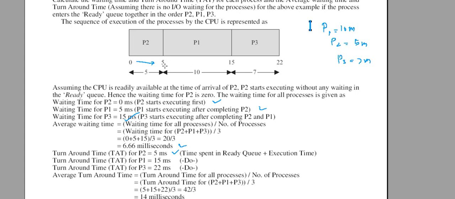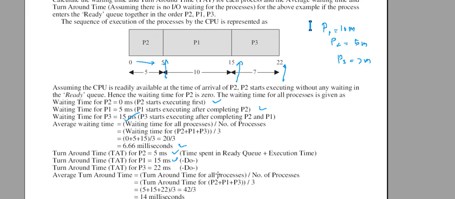Turnaround time for P1 is waiting time plus execution time. So this is 5 plus execution 10. 5 plus 10 is 15 millisecond. Turnaround time for P3 is, it should wait for P2 to complete and P1 to complete. So 5 plus 10 is 15, that is the waiting time, plus execution time of P3, which is 7. So total it is 22. So this is the turnaround time for P2, 15 is for P1, 22 for P3. This indicates total time now: 5, 15, 22. They are the turnaround times.